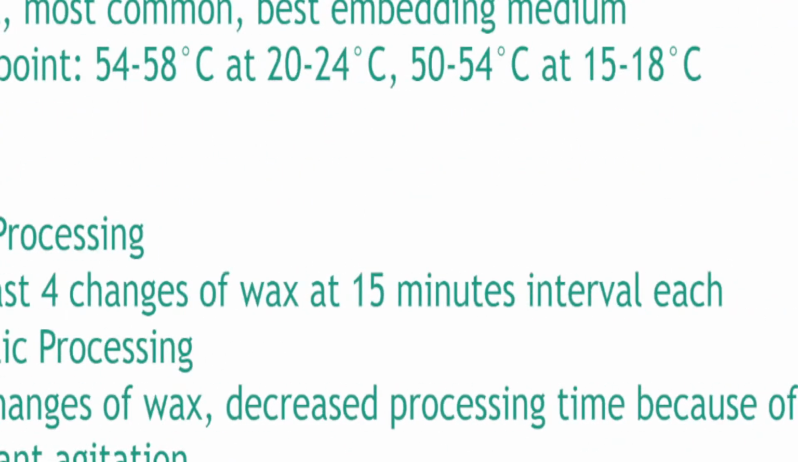Manual processing, you need to have at least 4 changes of wax with a 15-minute interval to remove the clearing agent. Okay. If it's automatic, it just requires 2 to 3 changes of wax. You decrease the processing time because of the constant agitation. Usually, this is with an Auto-Technicon.